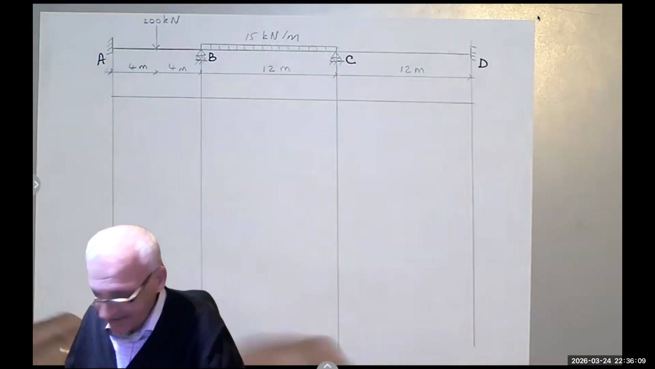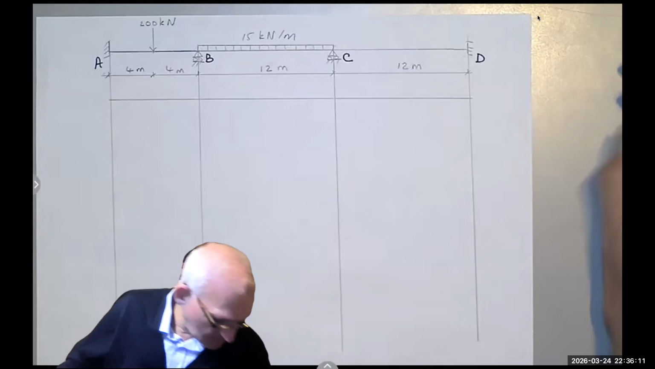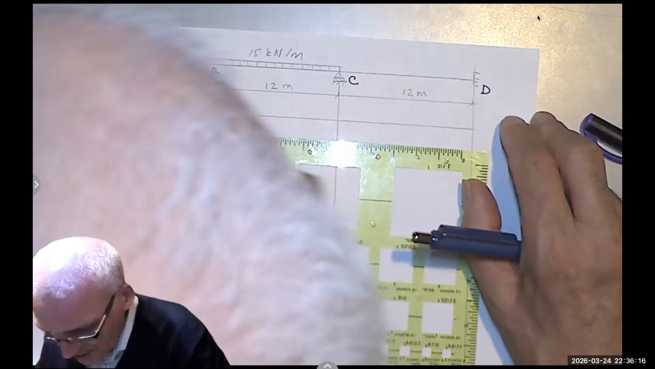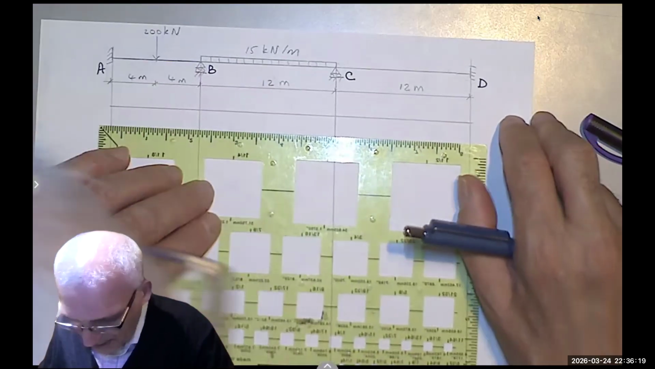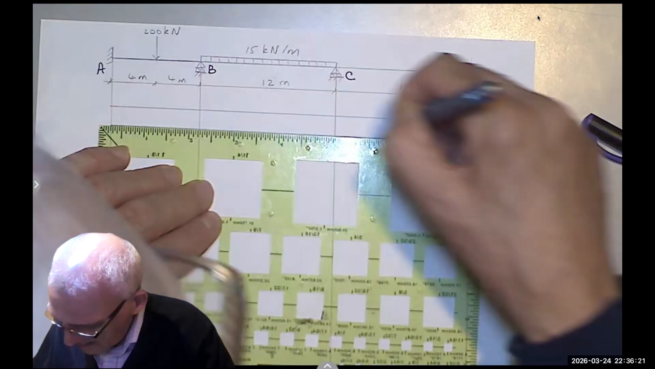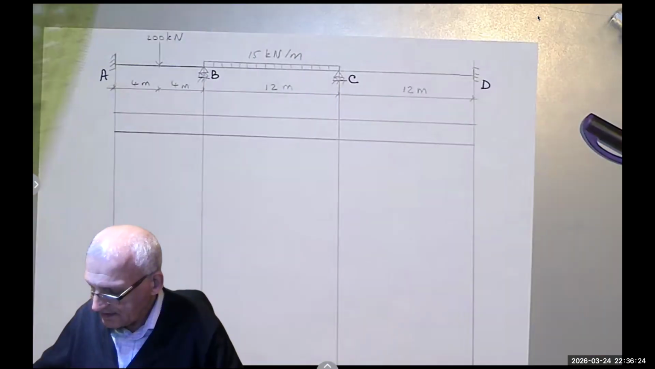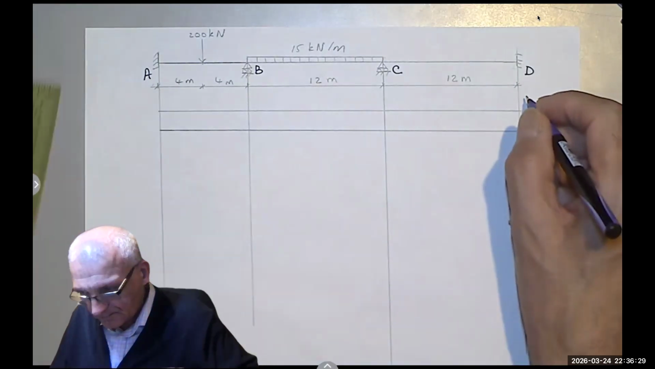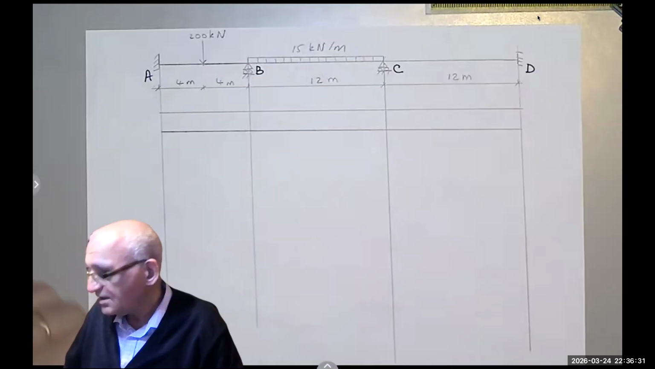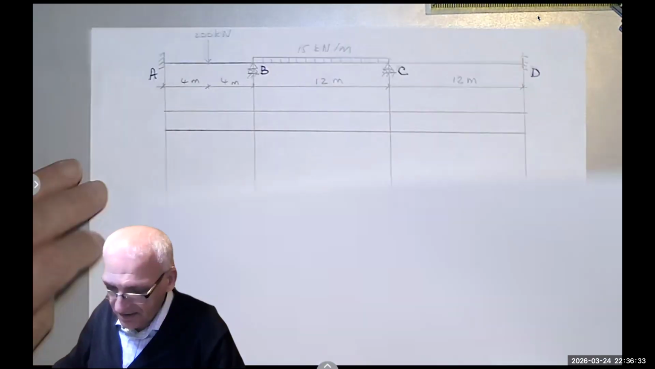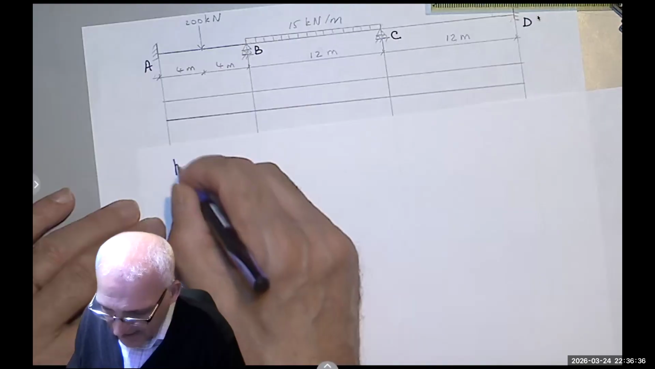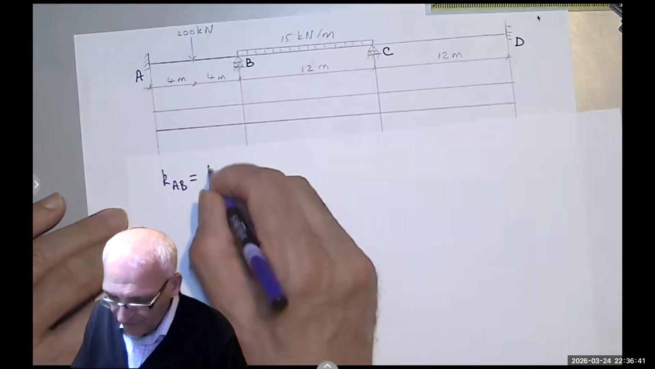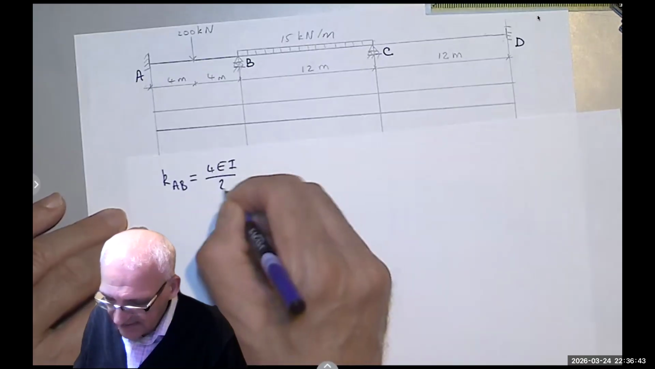But so let's start by writing down the relative stiffness. I think I need another piece of paper here. I can say KAB equals, notice all of them are fixed, so 4EI over 8.